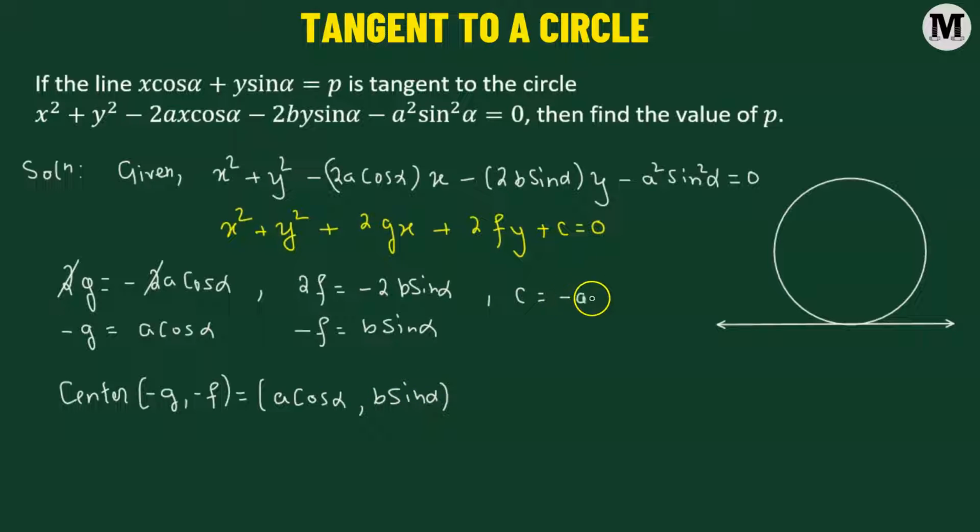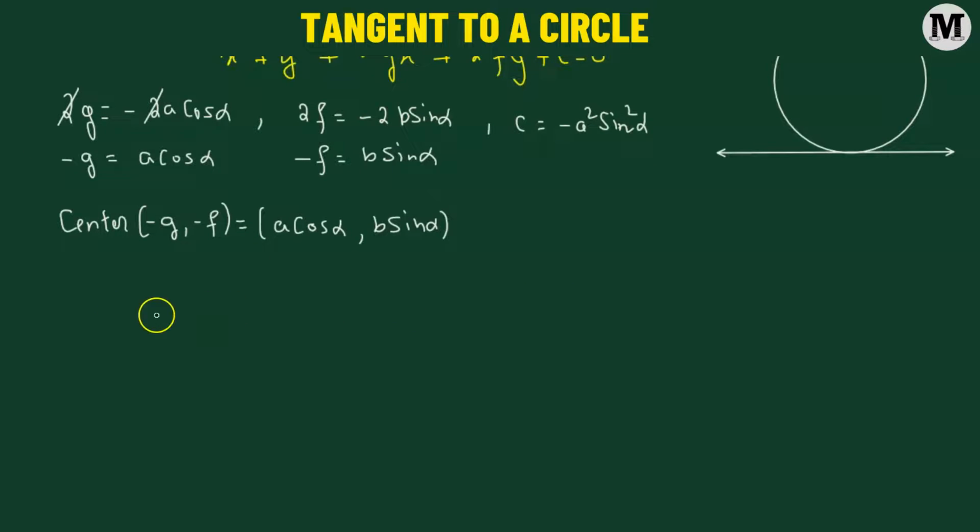Next, we'll take the constant value c. So that's negative a squared sine squared alpha. Now, we'll need to find out the radius of the circle. The radius of the circle is given by the square root of g squared plus f squared minus c. So let's substitute the value. So we have square root.